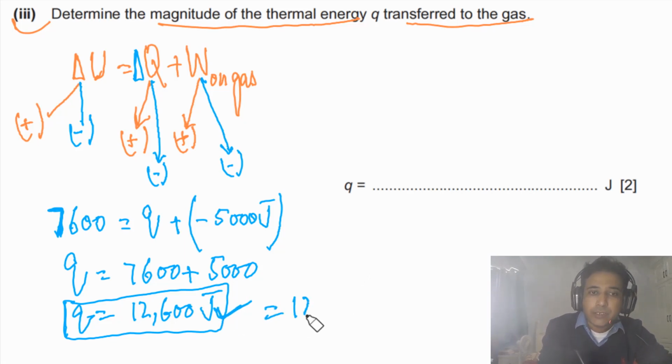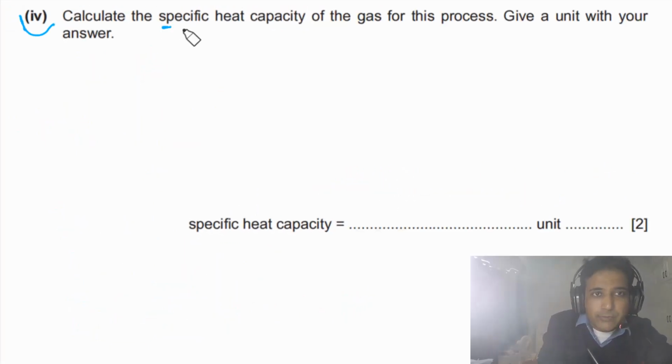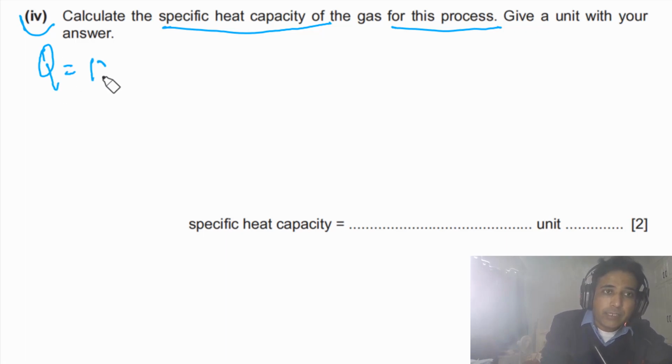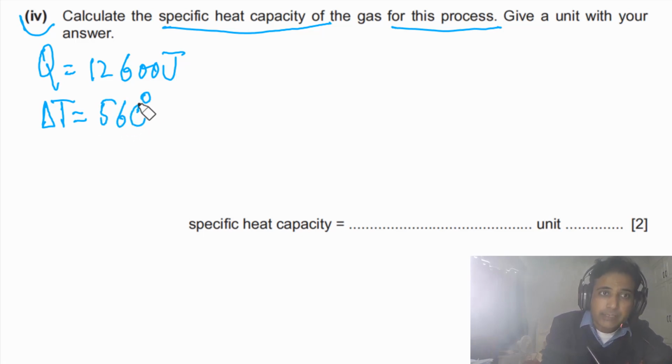We can also write 12.6 kilojoules, but this is given in joules, so you have to write down 12,600. Question 4 says calculate the specific heat capacity of the gas for this process. Give a unit with your answer. The value of Q we have just calculated is 12,600 joules, meaning the amount of thermal energy supplied. The change in temperature is given to us, equal to 56 degrees Celsius, and the mass of the gas is 0.35 kg.